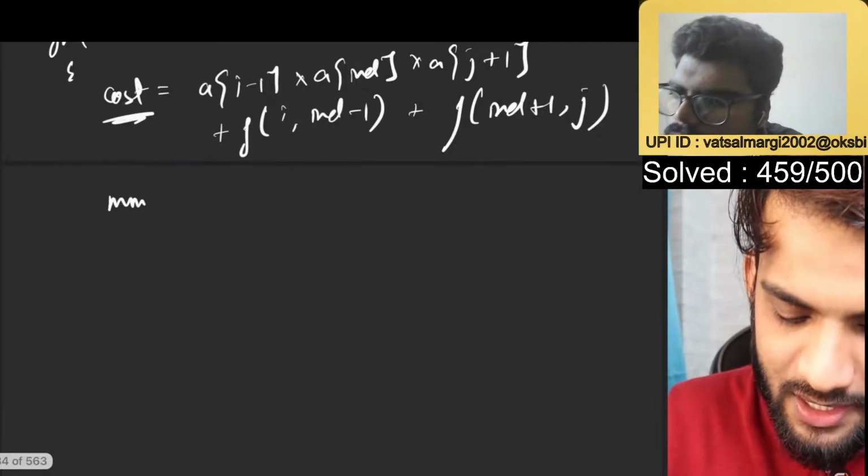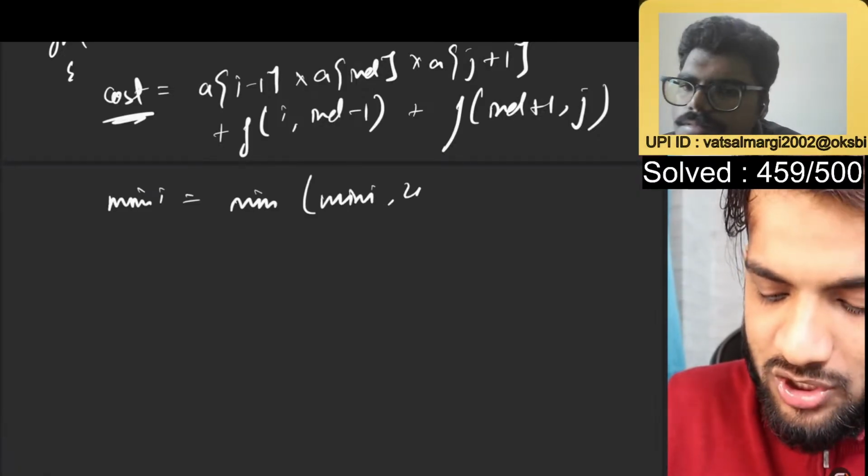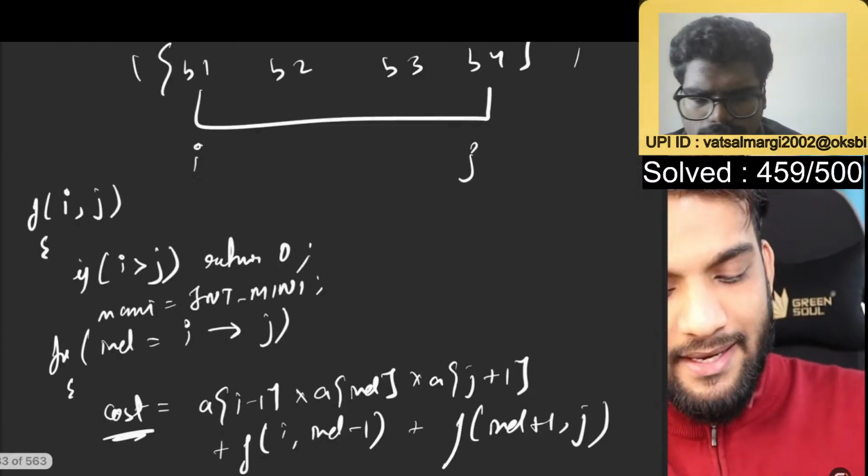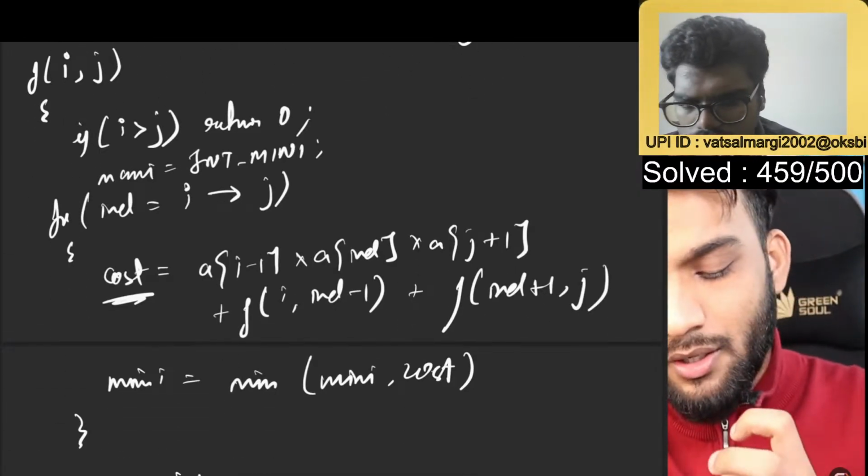Okay, and what I can do is say mini equal to minimum of mini and cost. Once I've done this, the for loop ends. And can I return the mini? I can definitely return the mini. This is how the recursion will be.